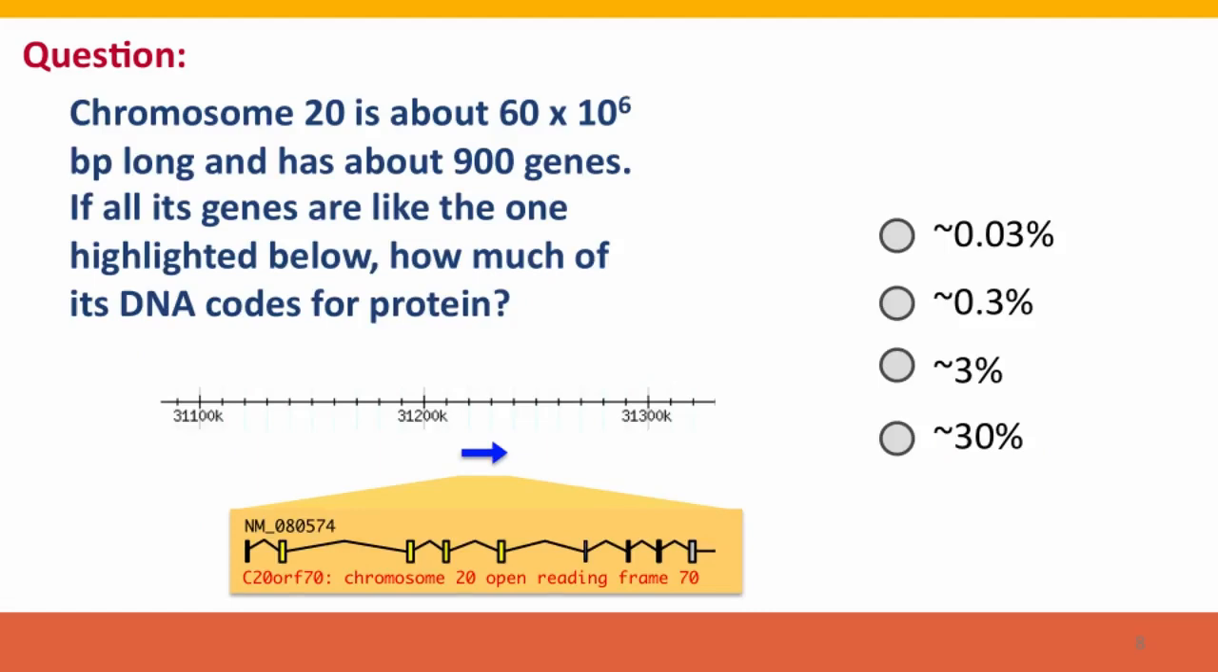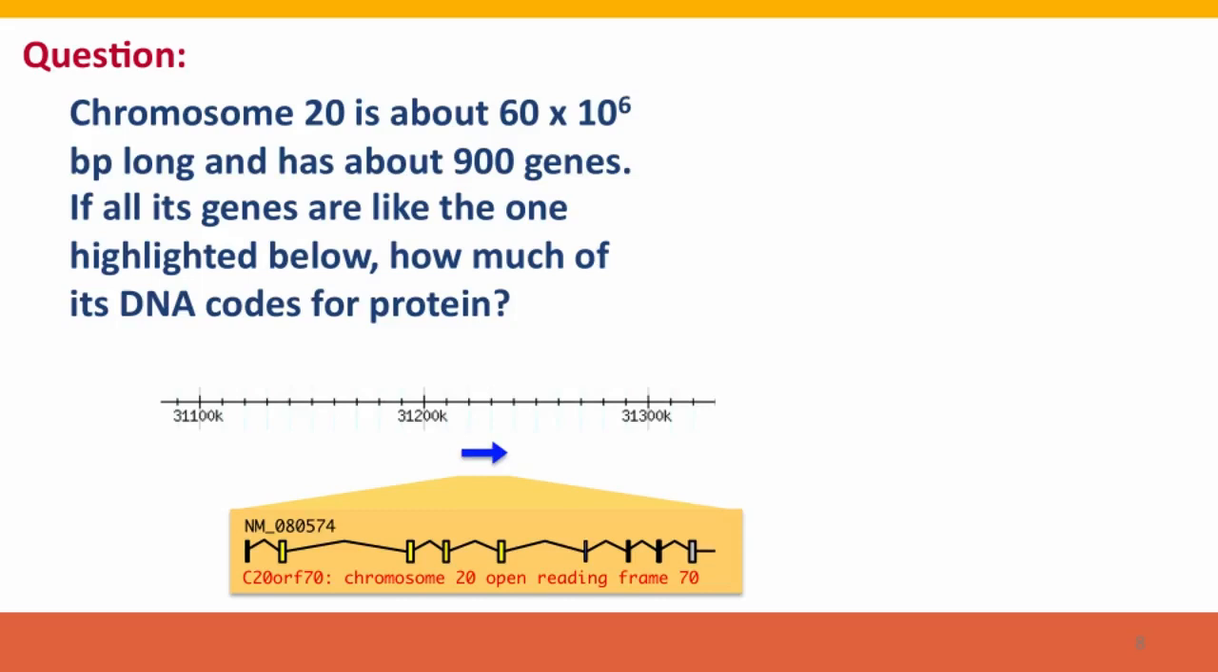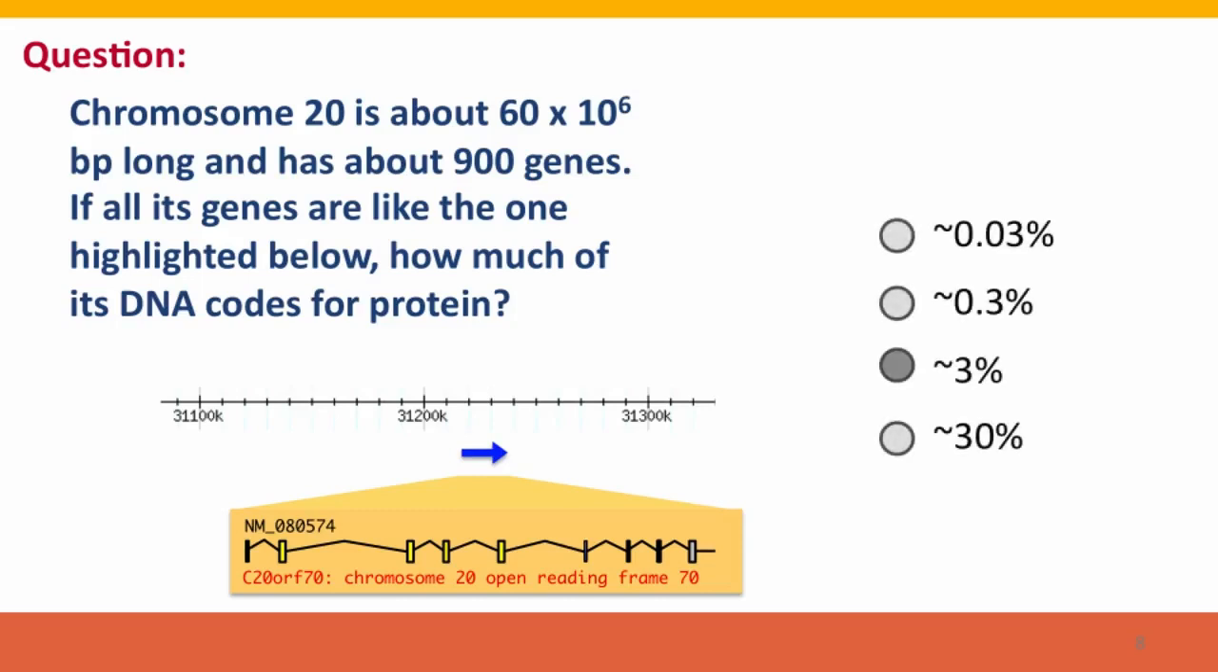So here's a question for you to give you a sense of scale in the chromosome. So chromosome 20 is about 60 million bases long, and it's got about 900 genes. Here's a typical gene, and what the question asks is, if all the genes are like this one, how much of chromosome 20's DNA codes for protein? And to answer this question, you'll need to do a bit of arithmetic. You'll also need to do a bit of estimating. I hope you got that.